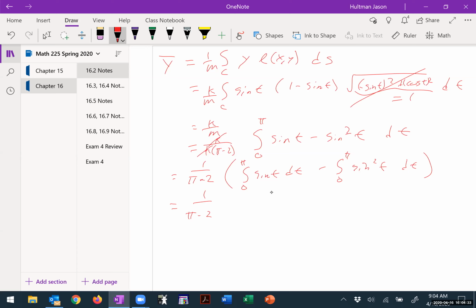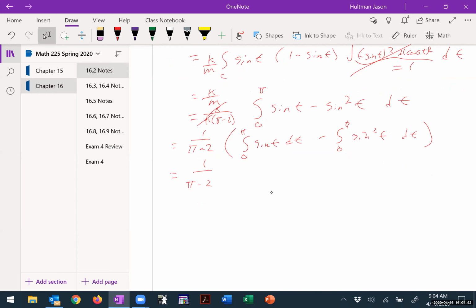Okay, so let's keep going. Let's keep moving and grooving. What's the integral of sine t? Yeah, negative cosine t, right? So this is going to be negative cosine t evaluated from 0 to pi.